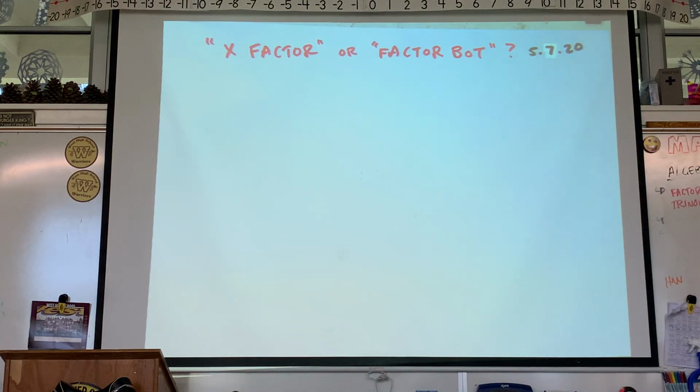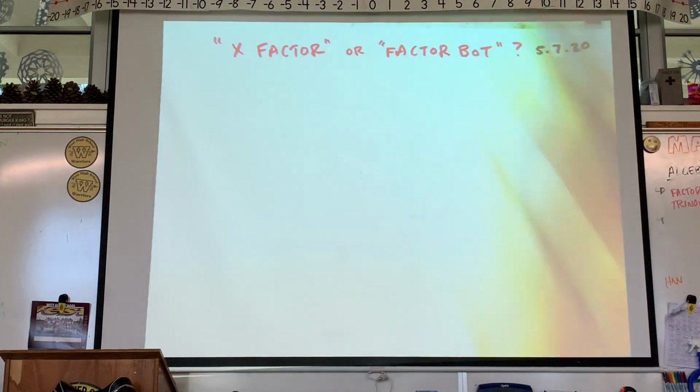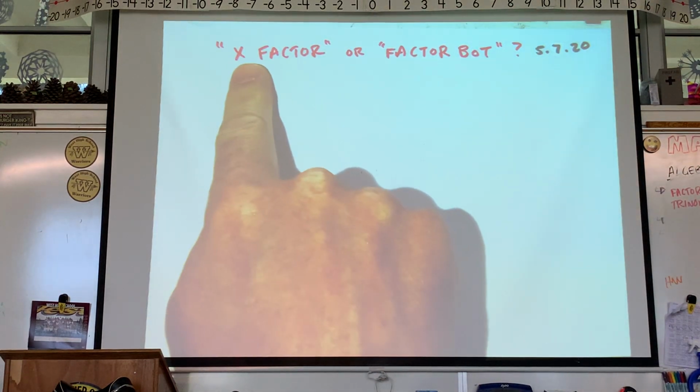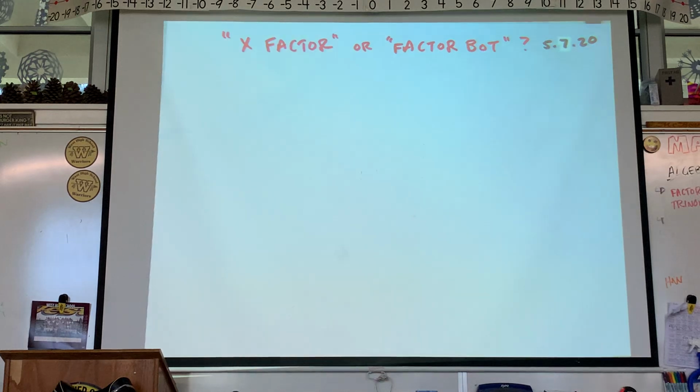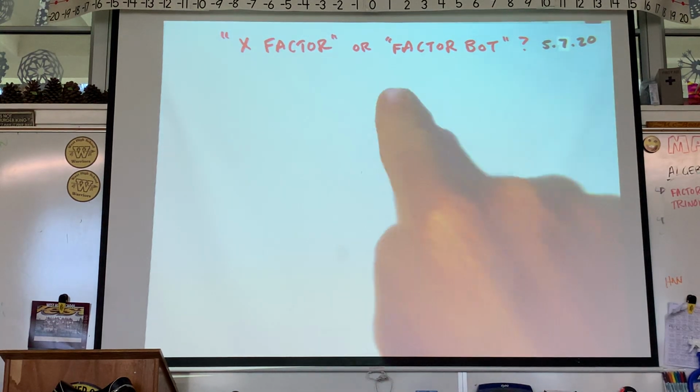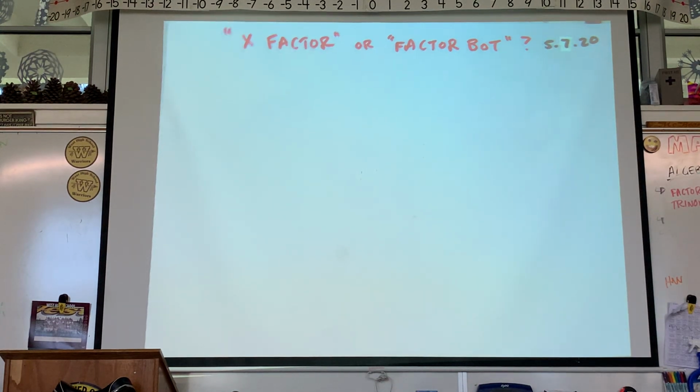Those of you guys who handed it in look like you understood the concept. And like I said, this is a very difficult unit, but it seems to be working. So here are the notes that are going to be brief. X factor or factor bot. Basically we're going to look at a trinomial and determine whether we are going to use the old X factor method or the factor bot, which we did the other day.